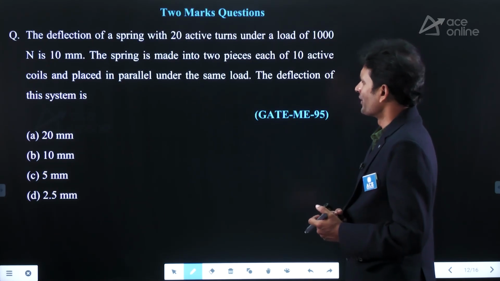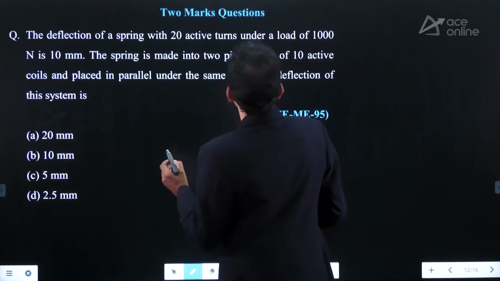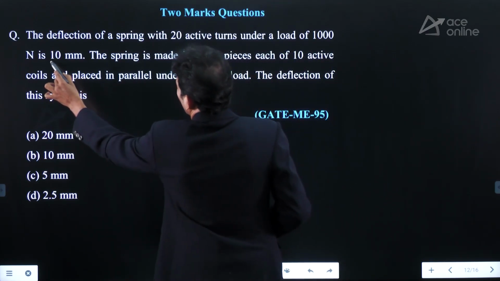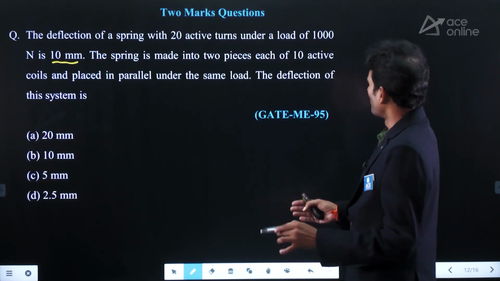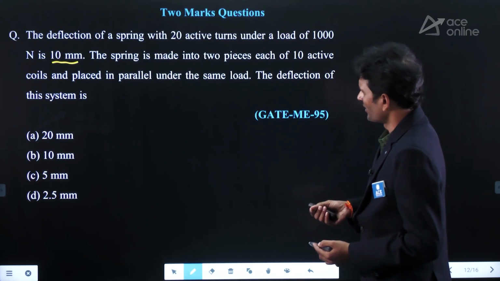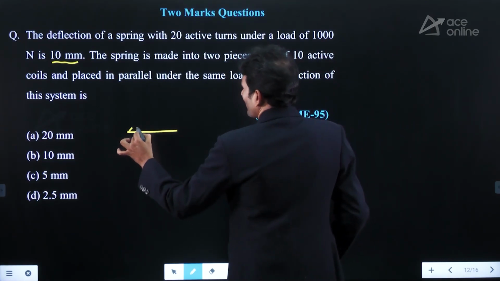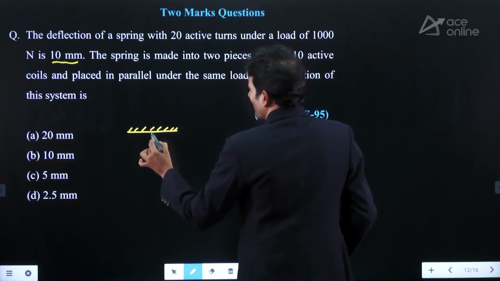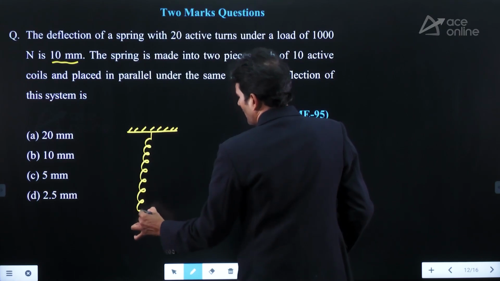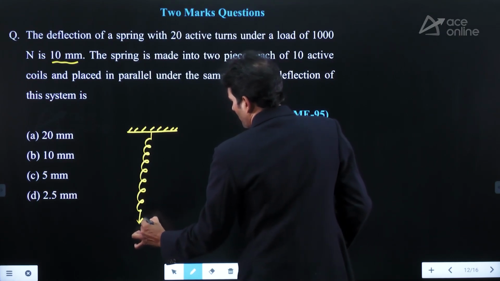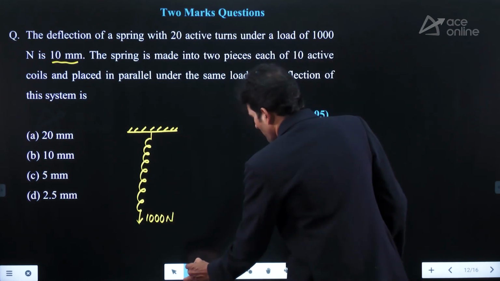The deflection of a spring with 20 active turns under a load of 1000 newtons is 10 mm. So when we are applying a load of 1000 newtons on a spring, the corresponding deflection we are observing is 10 millimeters. I have initially a spring with how many coils, my dear friends? How many coils? 20 coils, number of coils. Here when I am applying 1000 newtons force, how much deflection is it giving?